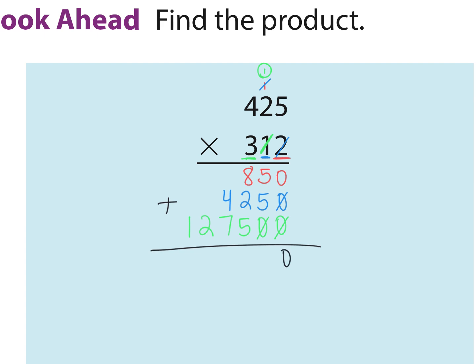Yep. So that makes 10, carry my 1. This is where I see a lot of mistakes made as you get lost in your adding. Don't forget that 1 that you carried, so that's going to be 16. Carry a 1 again. That makes 12. Carry a 1 again. This makes 3, and then 1. So 132,600.